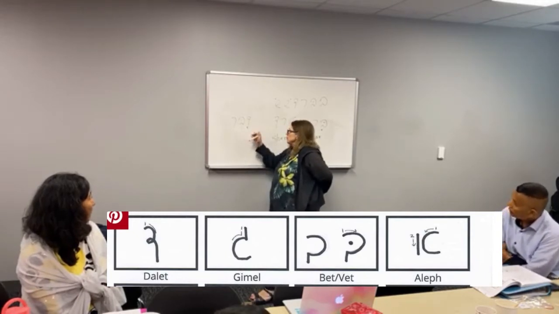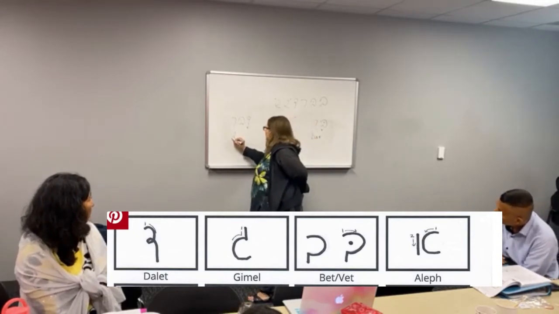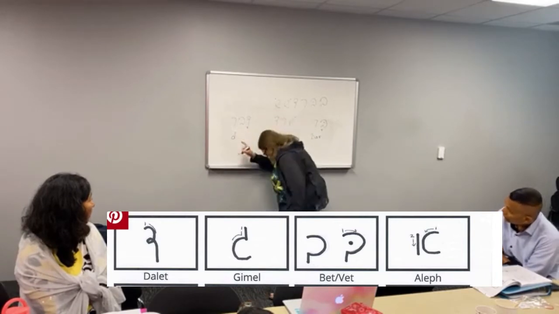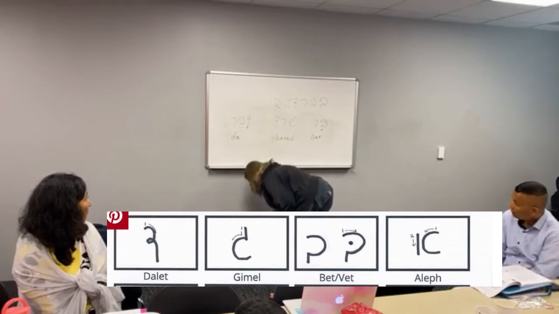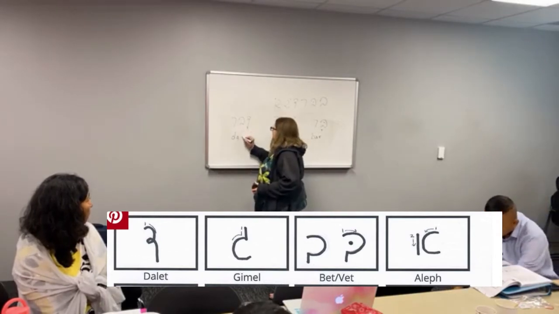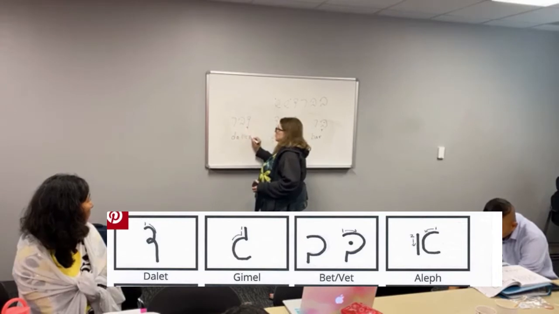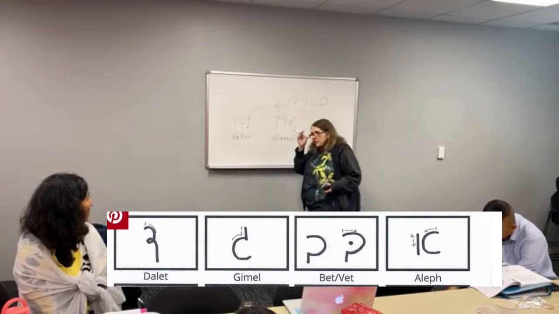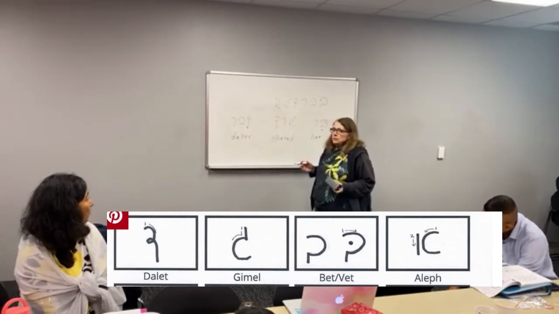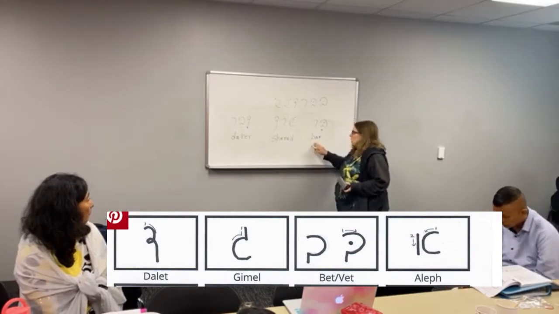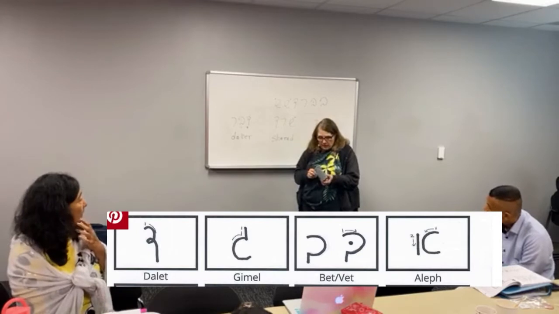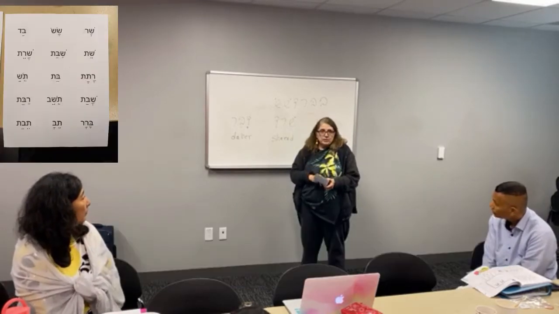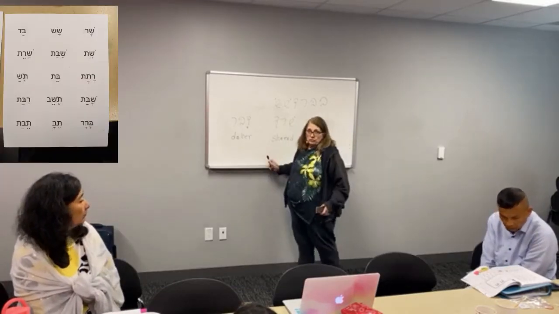Da-ber. So the first one is a dalet, ah, which is an A. What's the next one? Be. And then R, but there's no vowel underneath it. So it's daber. So this is what we call a transliteration. Like on the videos and stuff, most of the time they will have a transliteration.